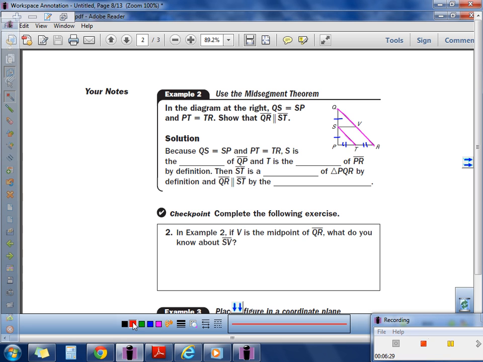From what we have on the picture, you should be able to tell me that this is a midpoint because these segments are congruent, and this is a midpoint of PR because these segments are congruent. And anytime you connect two midpoints, you've just created a midsegment. So this midsegment, ST, will be parallel to the side running along QR. So that's critical. When you connect your midpoints, you're always going to have that.